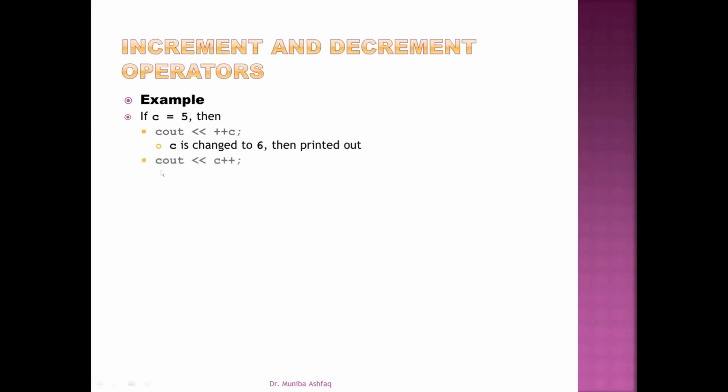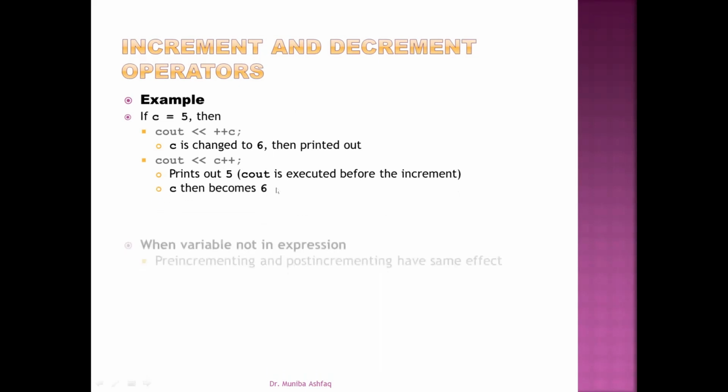Now, in the other case, you have the cout statement, which is used for printing out some variable value on the screen. In this case, c plus plus is written over here. So what will happen? First of all, the current value of c would be printed on the screen. And after printing this value, the value of c would be incremented by 1. So it prints out 5, the current value, on the screen, and then c becomes 6.